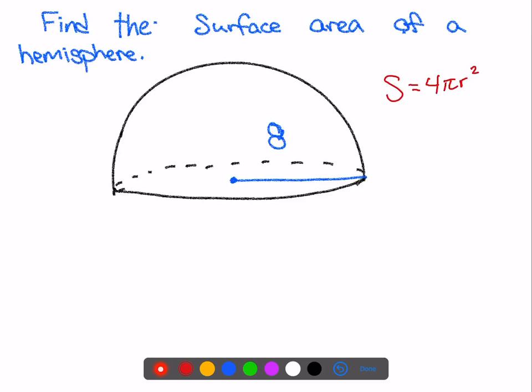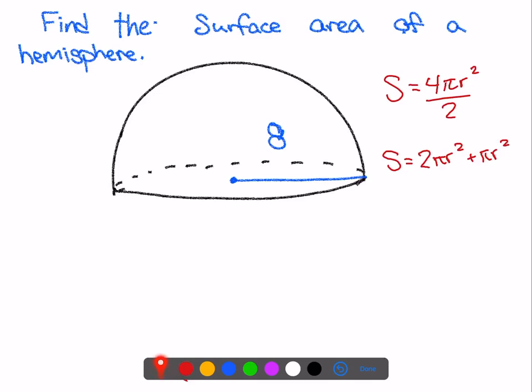However, a hemisphere is half a sphere. So I'm actually going to take this and divide it by 2, which gives us surface area is equal to 2 pi r squared. And then from here, we also now have a base. So this base is just a circle. So it'll be plus our base, plus pi r squared.